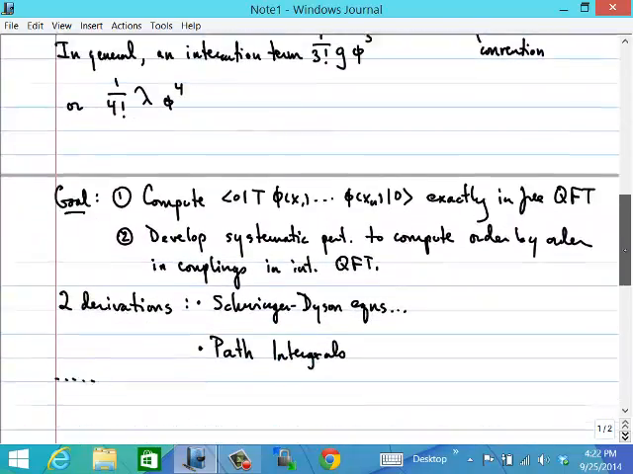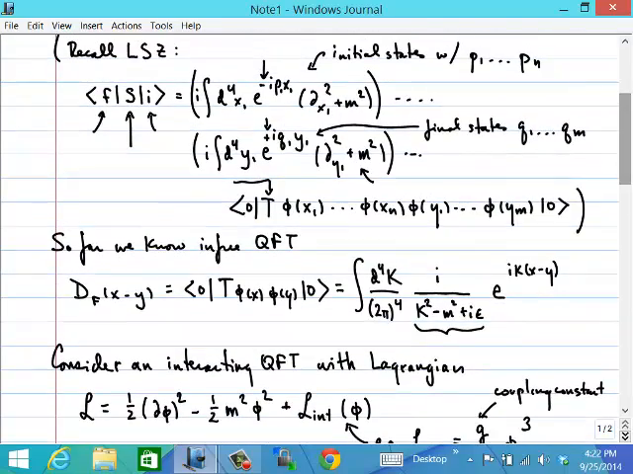Yes? I'm not sure I'm convinced about the fact that the only thing we need to know is these Green's functions. So the question is, why are the Green's functions the only thing you need to know? It's not the only thing we need to know.